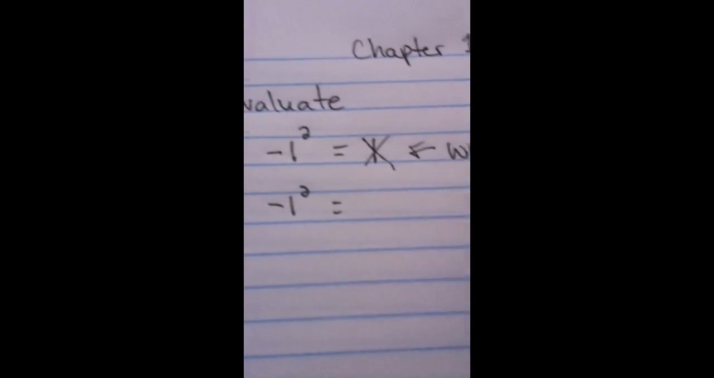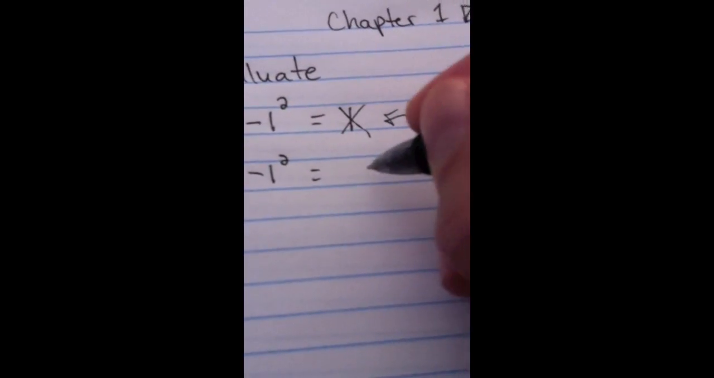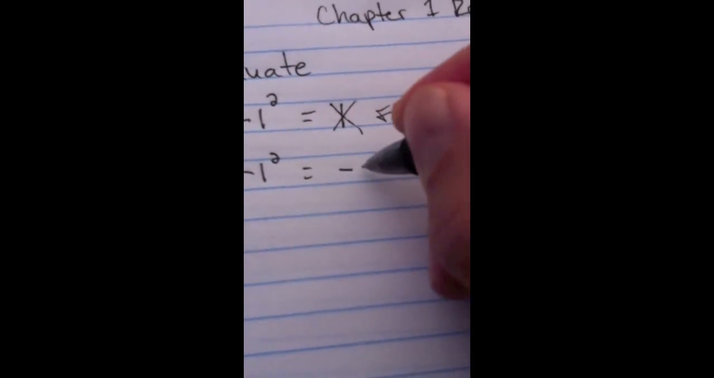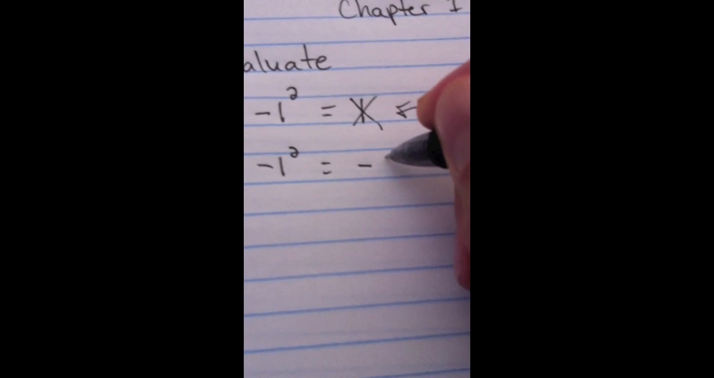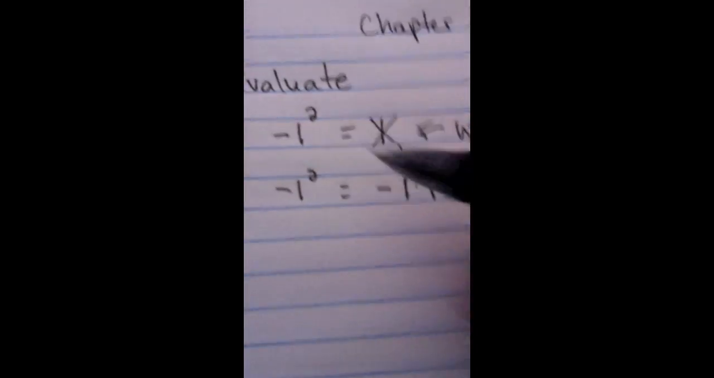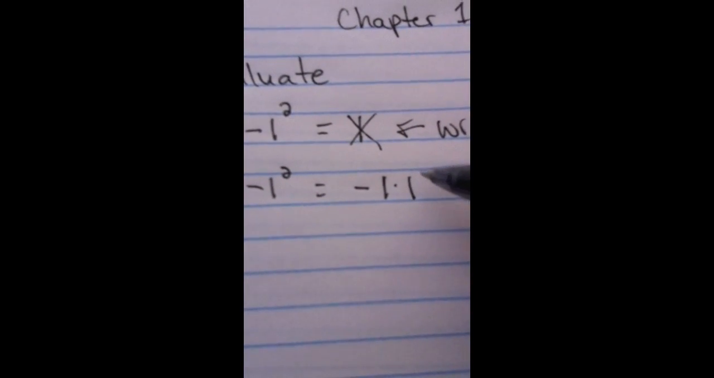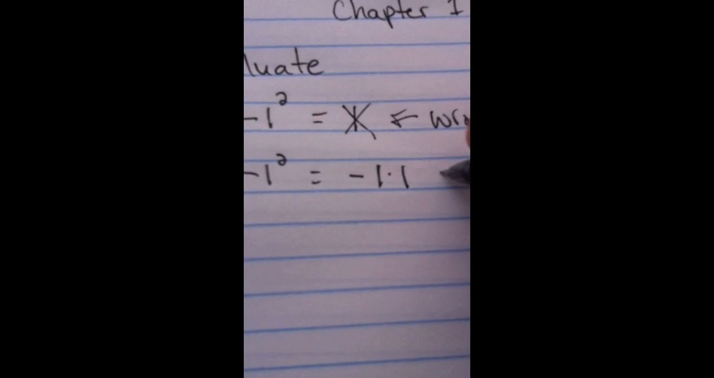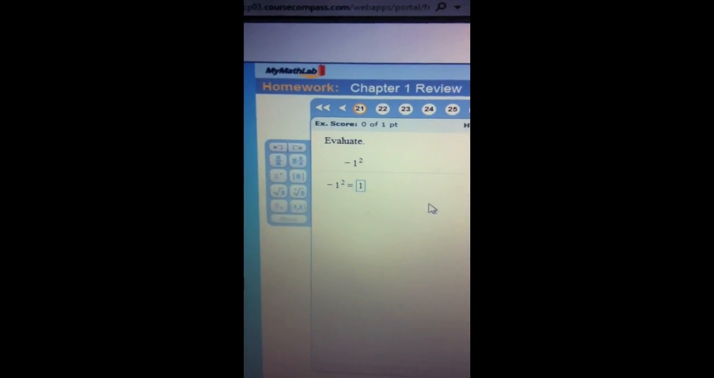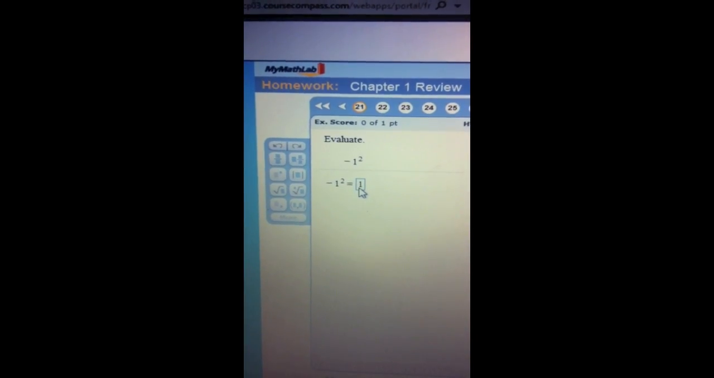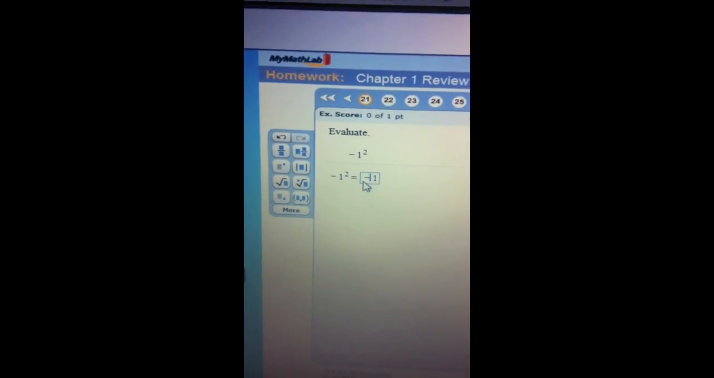I'll say, okay, well, now I remember that when there's no parentheses there, I know that I do exponents before I do multiplication. So what I would actually do is 1 squared means 1 times 1, and I would have to do that first. So 1 times 1 is 1, there's only one negative sign, so it must be -1. So then I'll go back to the computer and I'll say, okay, let's change that. -1, enter. Alright, and I got it right.